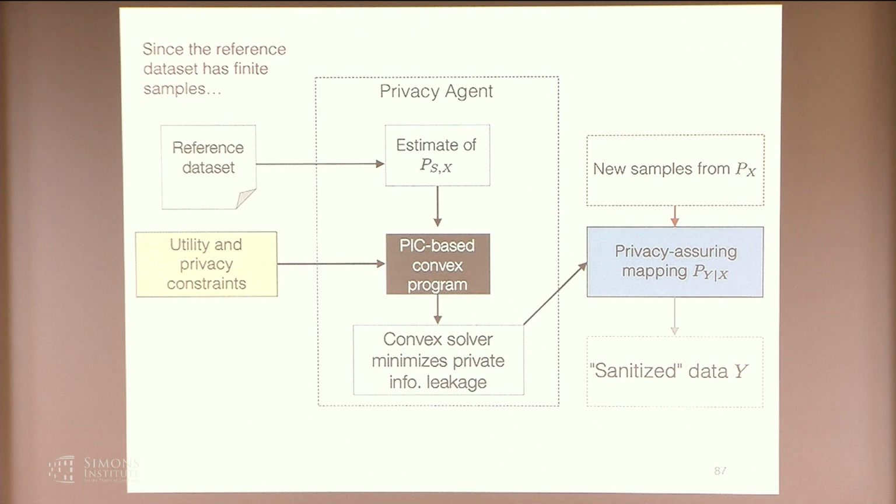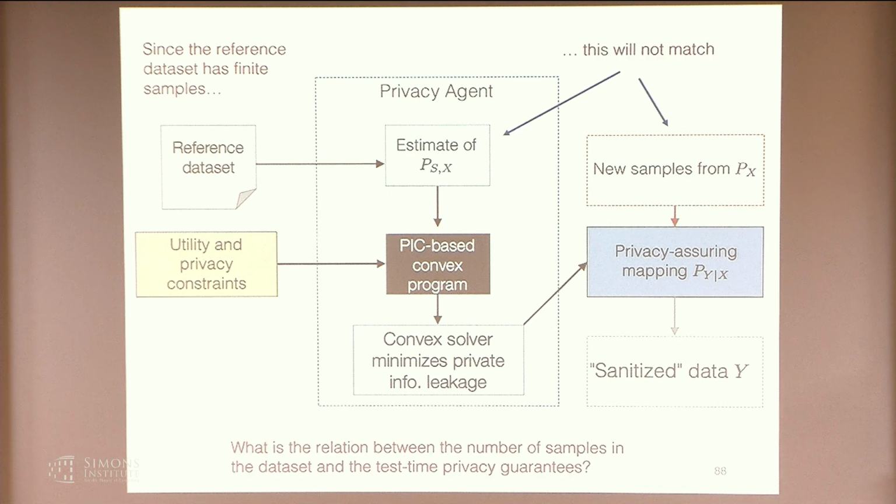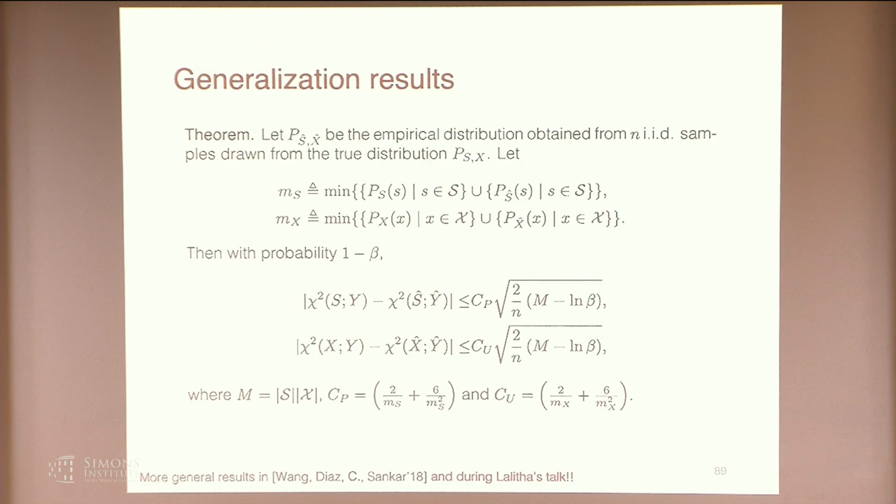Of course, since the reference data set has finite samples, you might ask, well, your privacy and utility guarantees might not match from train to test time. So what is the relation between the number of samples in this reference data set and the guarantees that you can provide here? Well, this is one result on this. Lalitha will be presenting in the next talk, I think, a lot more about how these trade-offs work. So I'm not going to talk about that now.